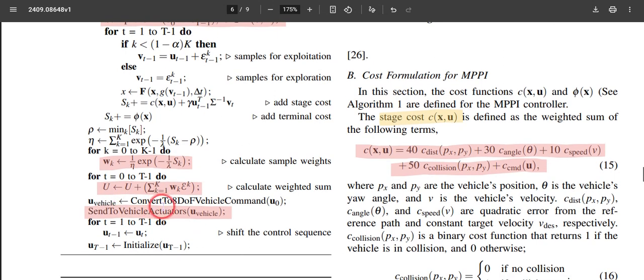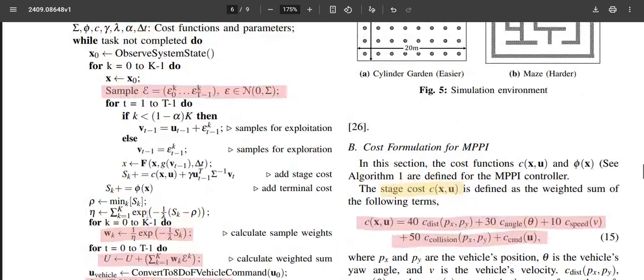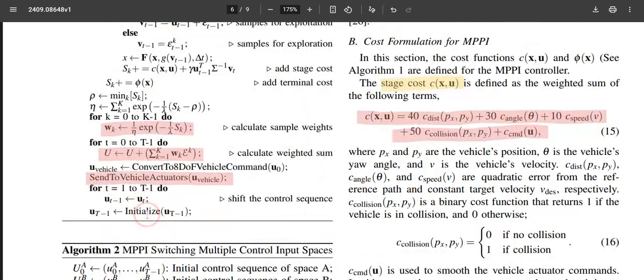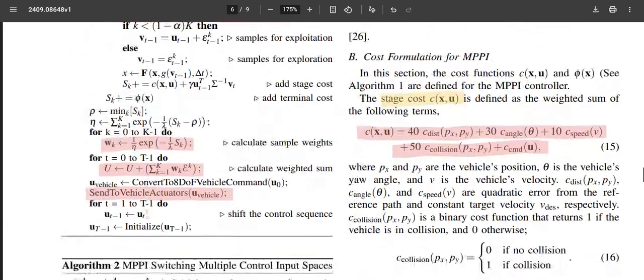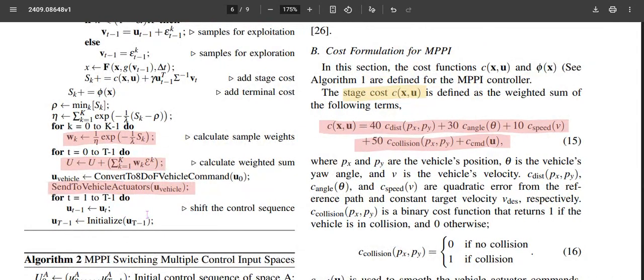That input sequence can be converted into 8 degrees of freedom, and that vehicle input will be given to the actuator for actuating, and then the next state would be observed, and this will keep continuing. So this is the MPPA algorithm.